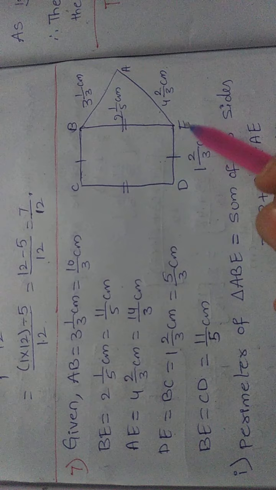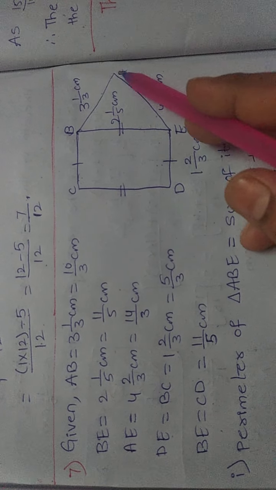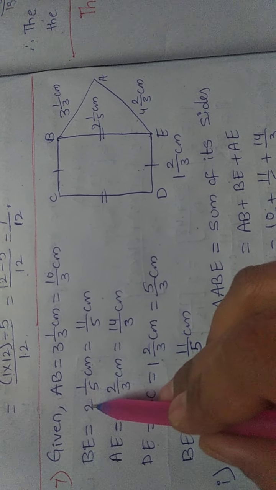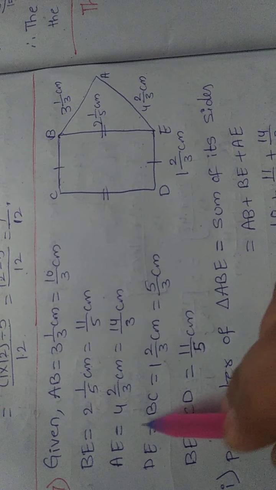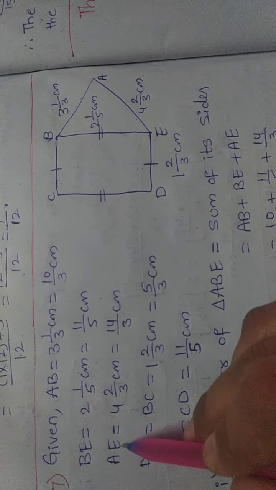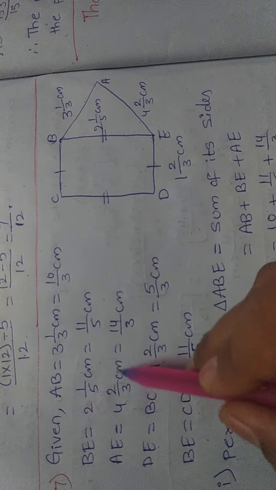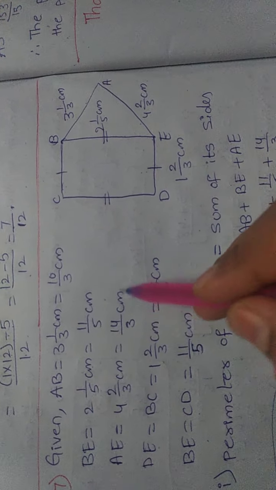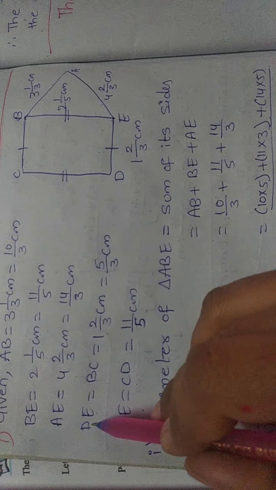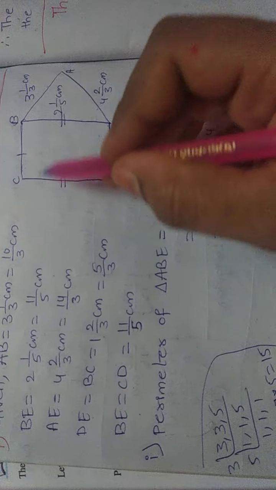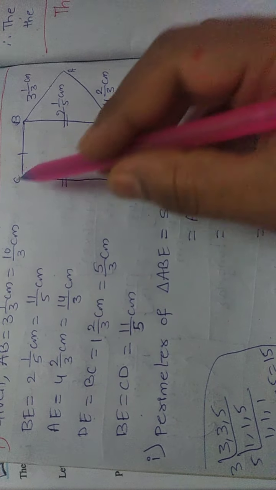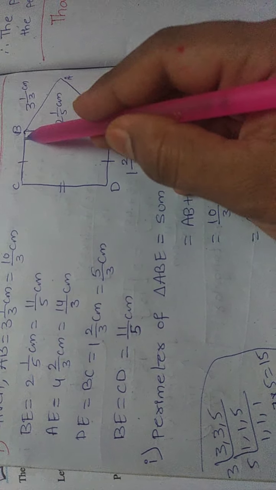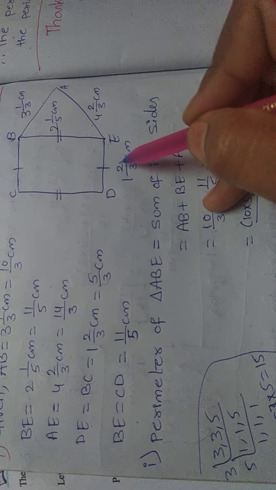Next one is BE. So AB, BE and AE like this I took. BE is 2 1/5 centimeters. 5 2s are 10 plus 1 is 11/5 centimeters. Next AE length 4 2/3 centimeters. So 4 3s are 12 plus 2 is 14/3 centimeters. Next see here, DE is equal to BC I took. In a rectangle opposite sides are equal, no? So here BC length and DE length are equal.